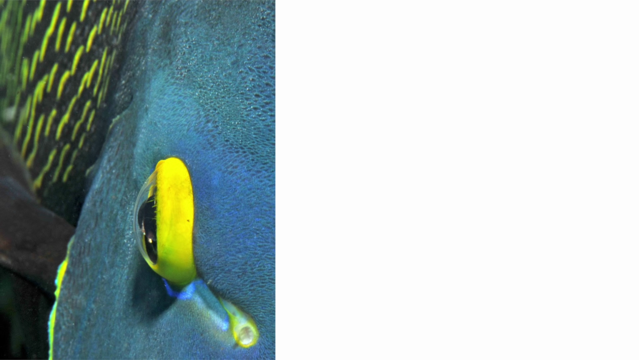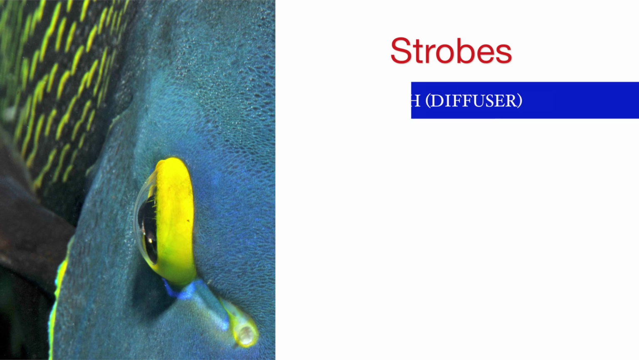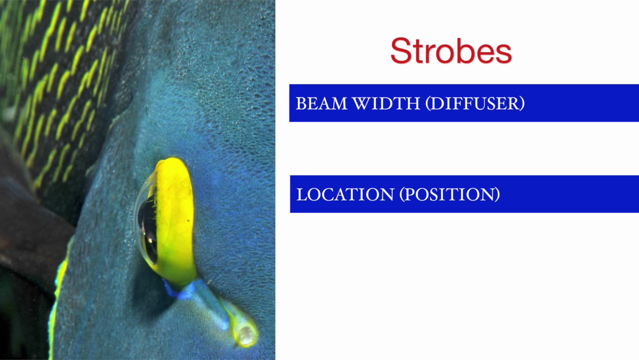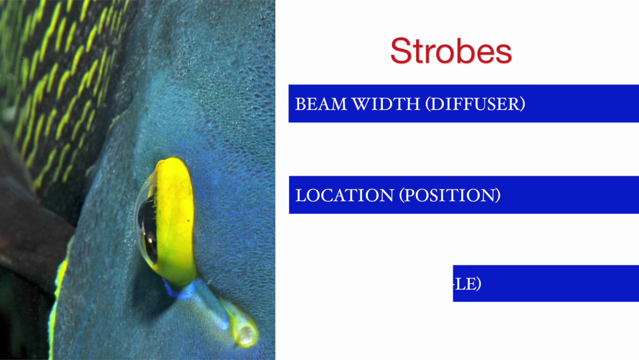Then we have strobes. We put our strobes on TTL, but we have to decide one or two. Do we use a diffuser? Do we have a diffuse soft light? What is our location of the strobes, the position of the strobe with regard to the camera and subject, and the direction or angle of the strobe.